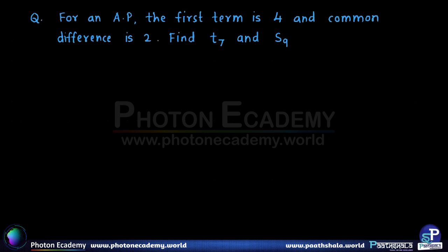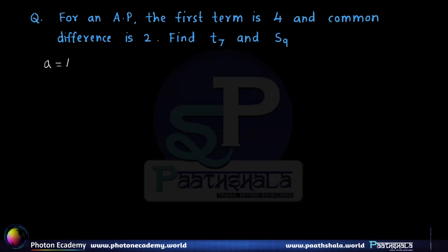Now here let us write the given data in symbols. That is, the first term is given to be 4. So that is a equal to 4 and the common difference d is 2. Right. Now we know the formula for writing the general term Tn as a plus n minus 1 times d.